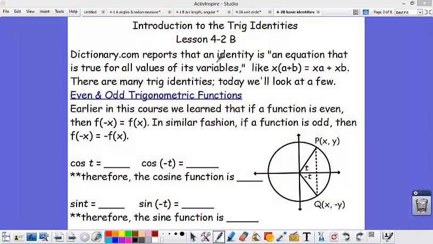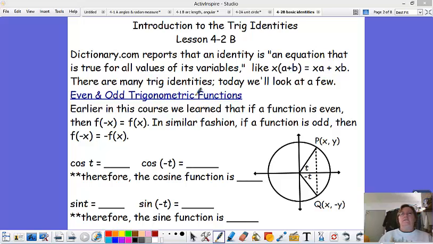Hi, this is our second day in lesson 4.2, which is about the unit circle. Today we're going to be talking about the trig identities, or some of them. An identity is just an equation that's true for all values of the variable. Like I showed with the distributive property, I can call that an identity because no matter what you use for x, a, and b, x times the quantity a plus b is equal to xa plus xb.